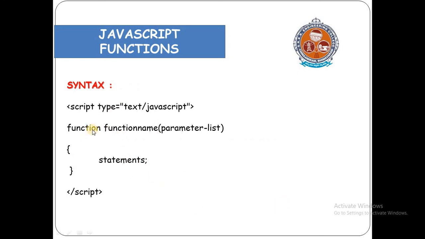You must write this function in the script tag only, with script type equal to text/javascript. This is the keyword and this is the function name. If you have any parameters, give them here. Within curly brackets, write the statements you want. So let's see a simple function example, how to use the function.